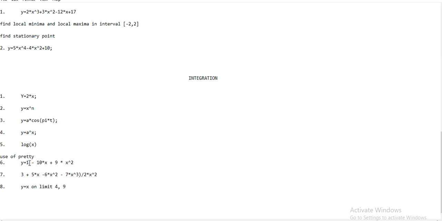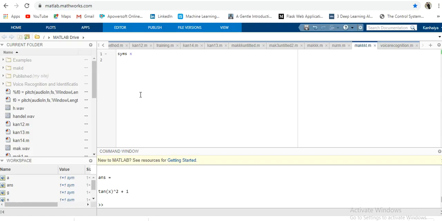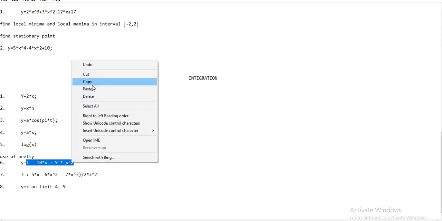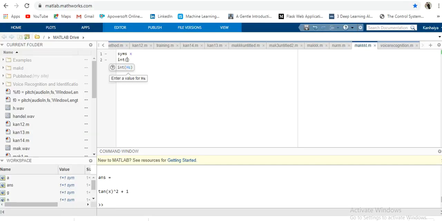1 minus 10x plus 9x square. Now we will integrate it. What is this? 1 minus 10x plus 9x square. Okay, copy this one, because we don't want to spend our time over typing.